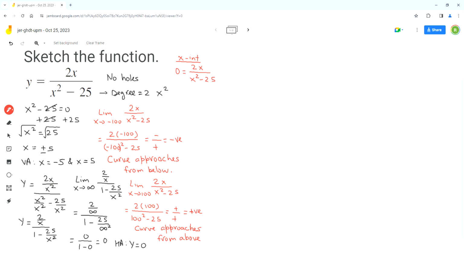So we can cross multiply the denominator. So 0 times x squared minus 25 is equal to 0. Now we can divide both sides by 2. So the 2's on the right side get cancelled out. So we get x equals 0. So the x-intercept is (0, 0).